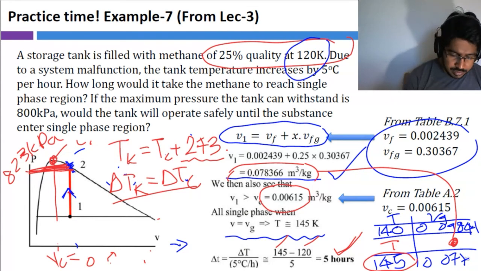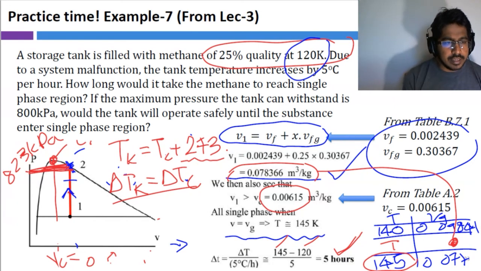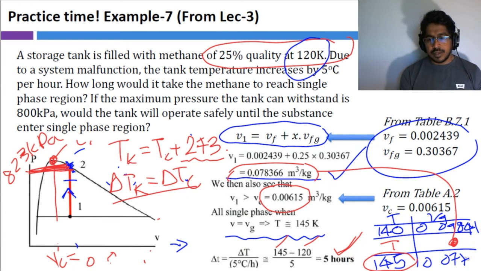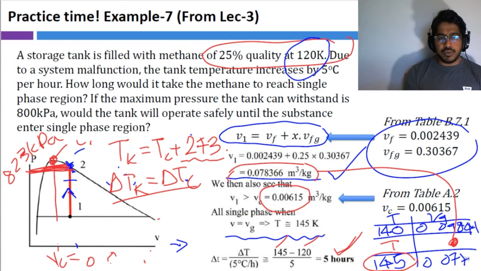Explode, yes. That is correct, because 800 is below 823 kilopascal, right? So we arrive at the maximum capacity of the tank before we reach the single phase region. Therefore, the tank won't make it to the single phase region, rather it will explode, right? Are we all clear? Perfect. So do we have any questions regarding this problem? Anything not clear? Any issues?